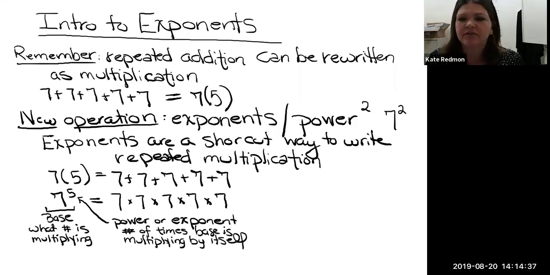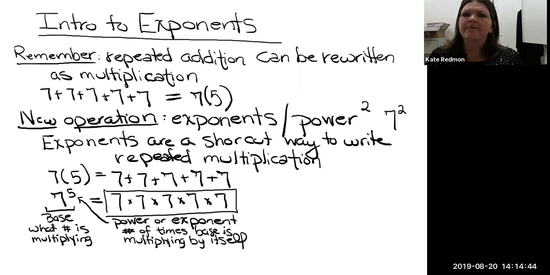Okay, so 7 to the 5th power means 7 times itself. 7 times 7, 5 times. And you can see here we have 5 sevens multiplying.